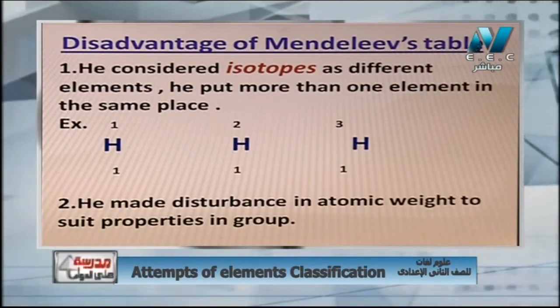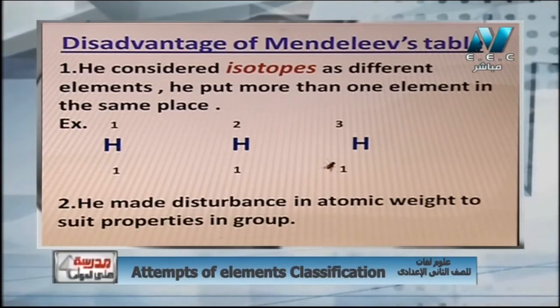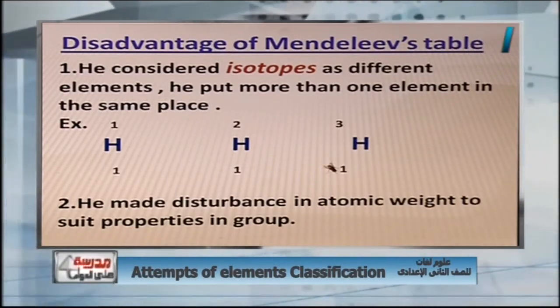Okay, so we are going to ask a question. Compare between the advantage and disadvantage of Mendeleev. And this is a question to ask, inshallah, next episode. Remember, we are going to ask about the advantages and disadvantages of Mendeleev. The disadvantage: he considered the isotopes as different elements, so he put more than one element in one space. And the second one, he made disturbance to suit the properties of them.